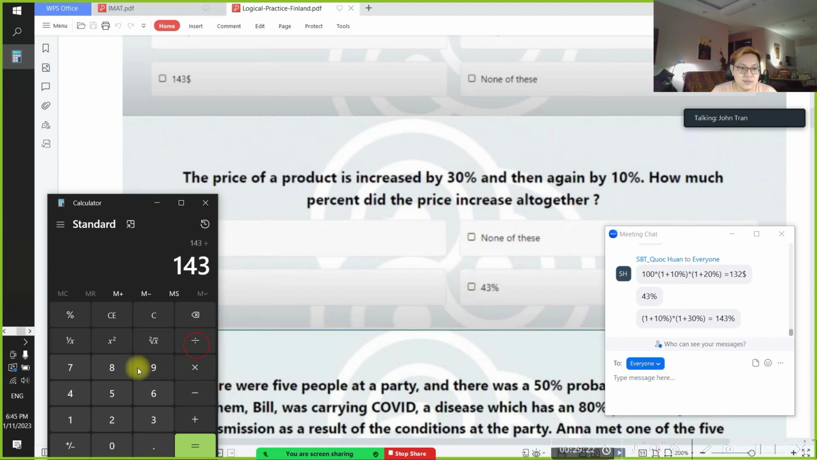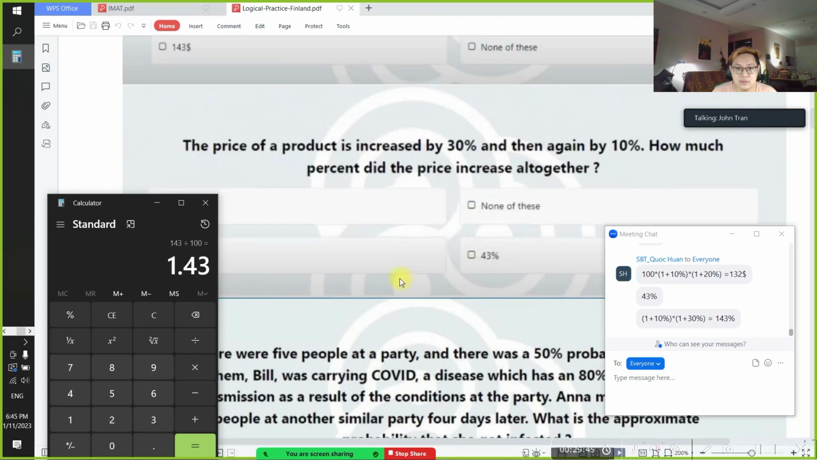So it means if you take this one divided by the original price, you should get to 1.43, which means a 43% increase. 43, okay? Then the answer is 43% increase.